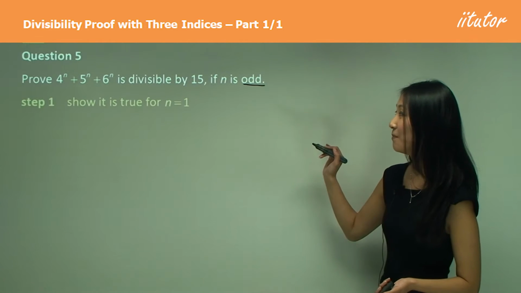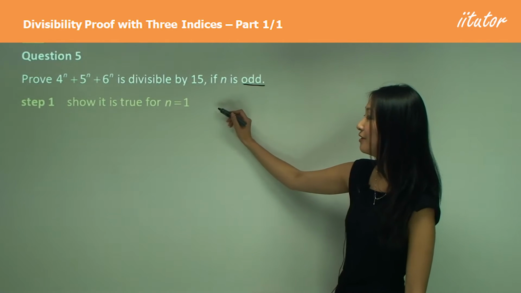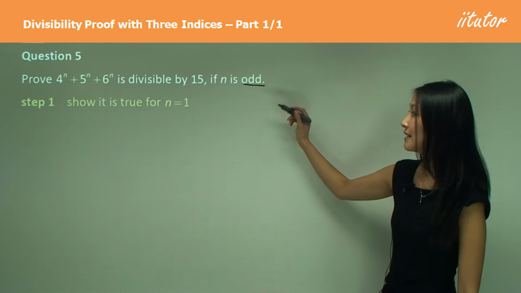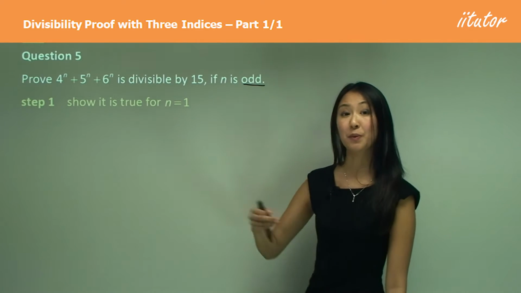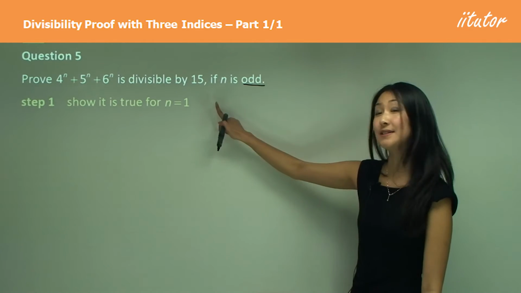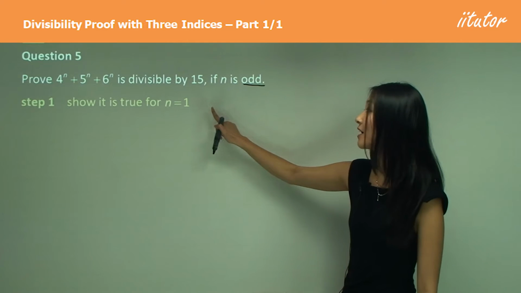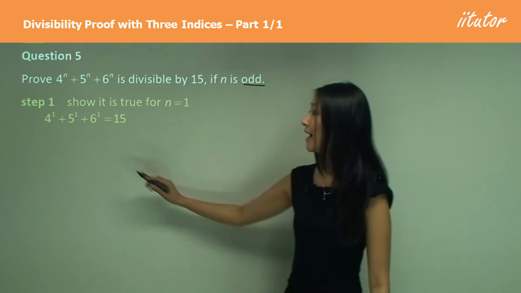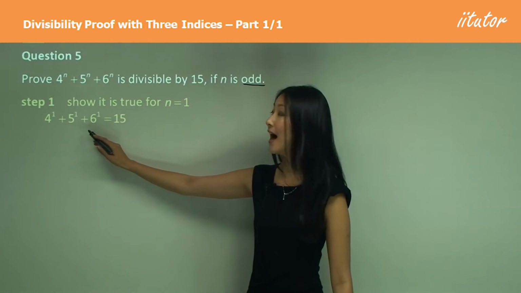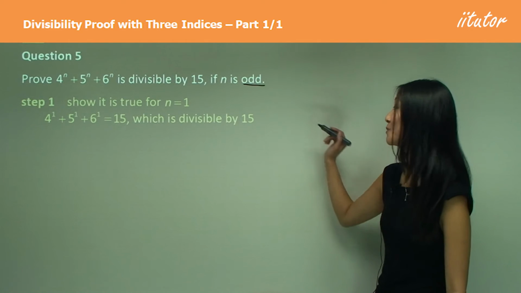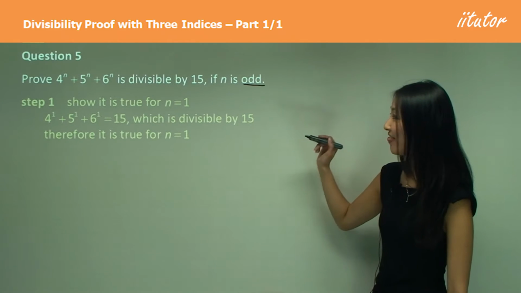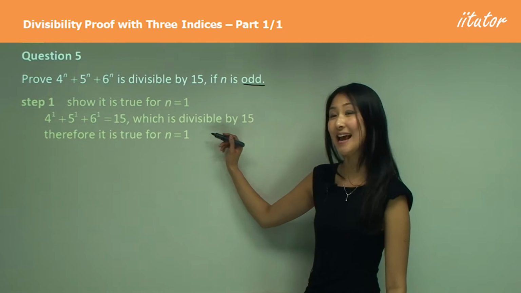Okay, so step one is to always show it's true for the first n value. Now, n can't be 0 here because we want an odd number, and 1 is your smallest odd number. So substituting 1 in, we get 4 plus 5, which is 9, plus 6, which equals 15, which is indeed divisible by 15. And therefore it is true for n equals 1.